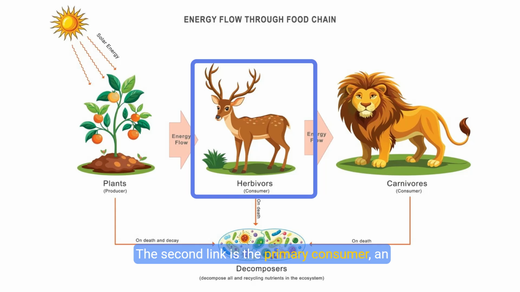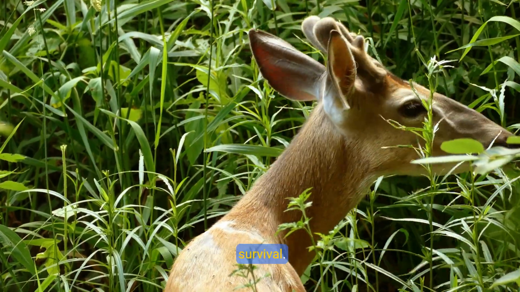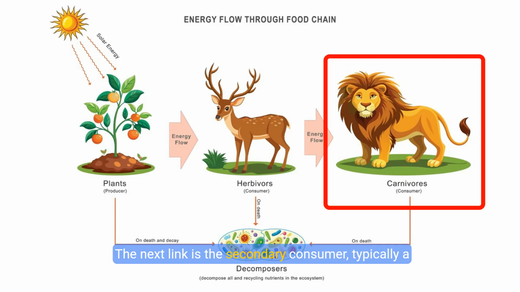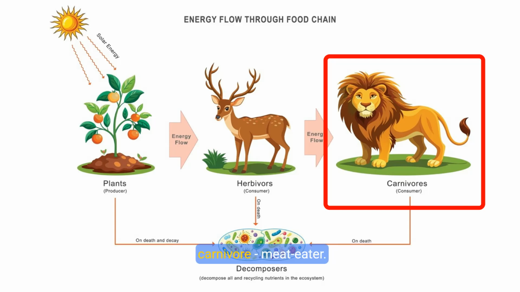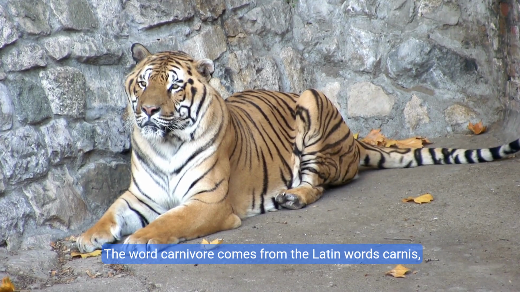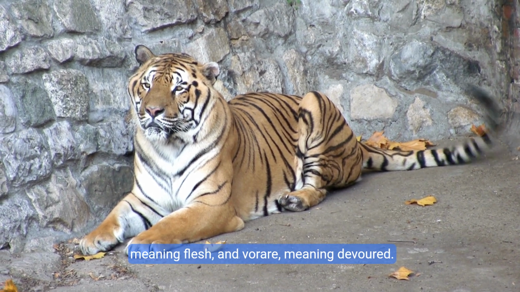The second link is the primary consumer, an organism that is unable to make its own food and hence consumes the producer for energy. This consumer could be an herbivore, plant eater, or an omnivore, eater of both plants and animals. All consumers rely on other living beings for survival. The next link is the secondary consumer, typically a carnivore, meat eater. The word carnivore comes from the Latin words carnis, meaning flesh, and vorare, meaning devoured.